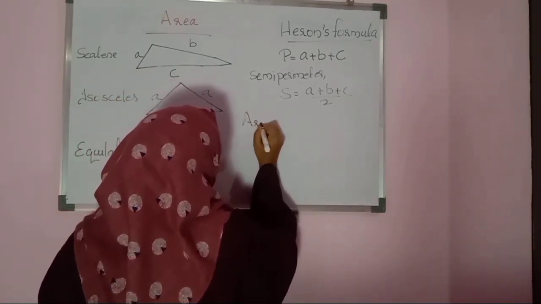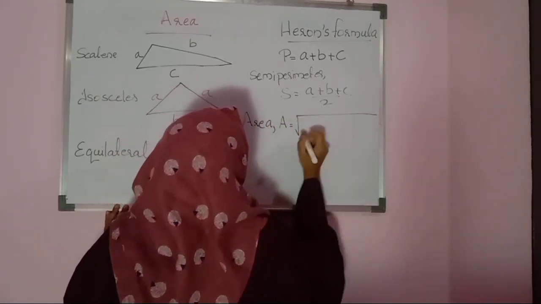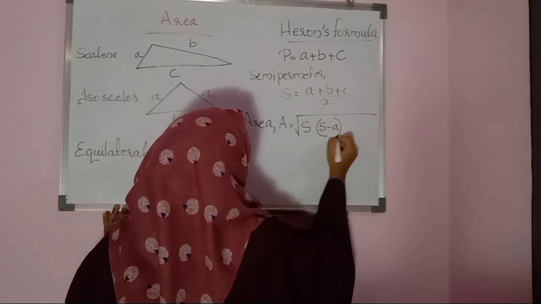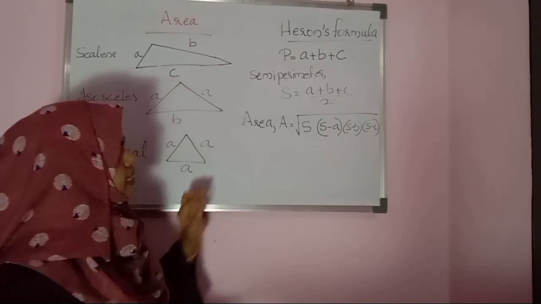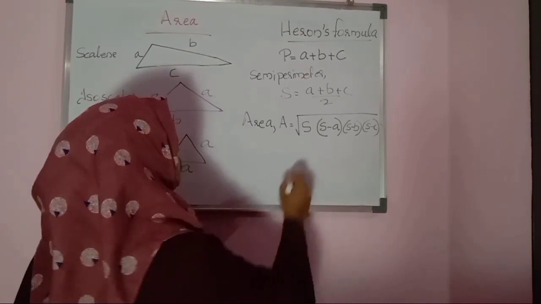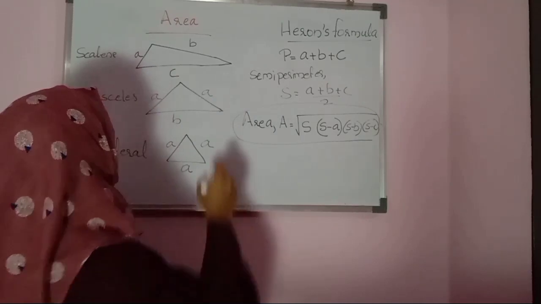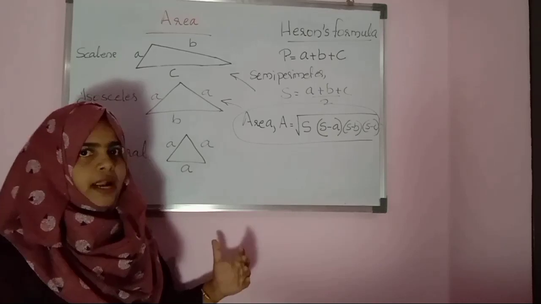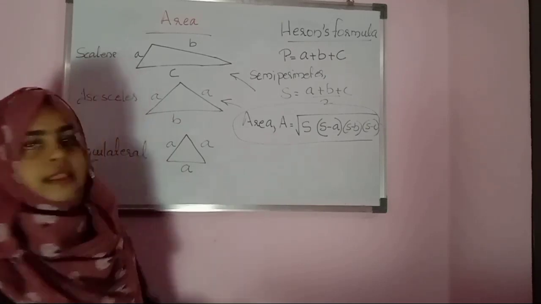By Heron's formula, area will be equal to what? Area A is equal to root of S into S minus A into S minus B into S minus C. That is, semi-perimeter minus side A, side B, side C. This is Heron's formula. We could use this formula to find the area of any triangle. Even equilateral triangle, scalene triangle, isosceles triangle, for all these triangles we can use this formula.